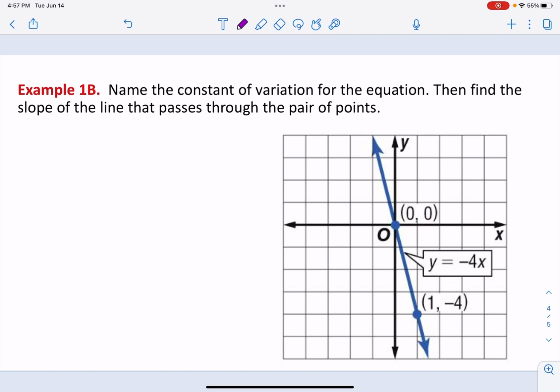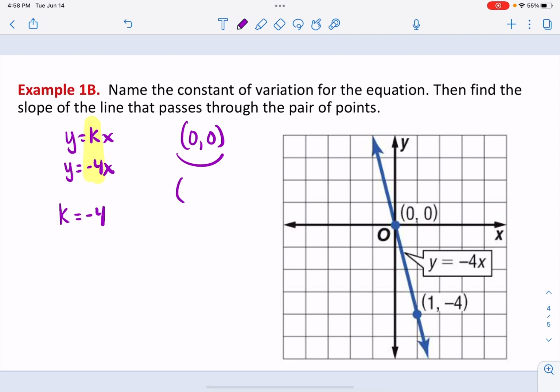Okay, name the constant of variation in the equation, then find the slope of the line through the pair of points. So remember, we had y equals kx. Y equals negative 4x. So, in this, our constant of variation, I should say, is negative 4. We have 2 points, 0, 0. And we have the point 1, negative 4. So negative 4 minus 0 over 1 minus 0, negative 4. So our slope, again, is equal to our constant of variation.